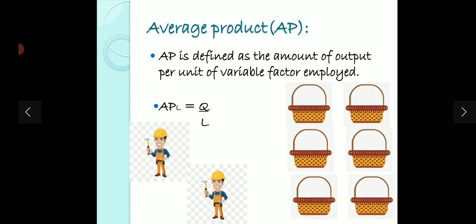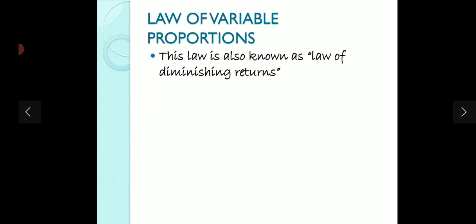Total whatever output I am producing divided by how many labors I have in the company present. So that is my average product. So these are the 3 concepts: total product, marginal product, and average product. All right, now let's understand the law of variable proportions.